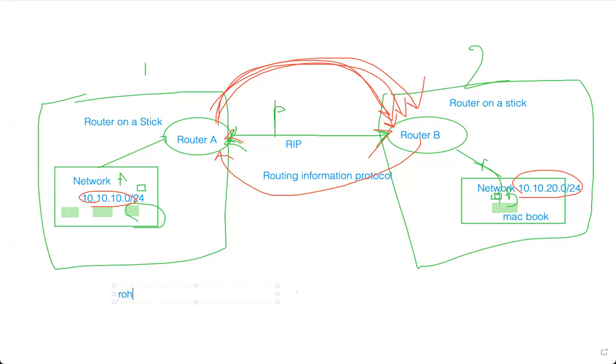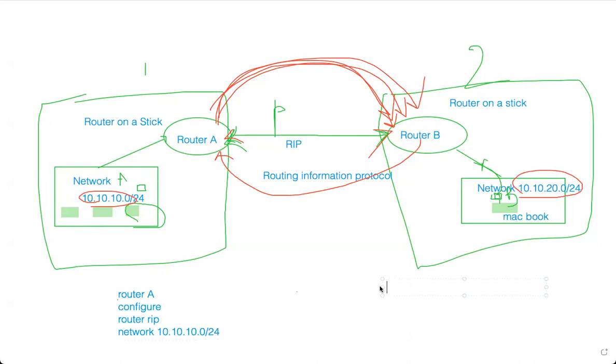So again, router A. What I'm going to do is configure router RIP and give the network statement 10.10.10.0. That should be fine.